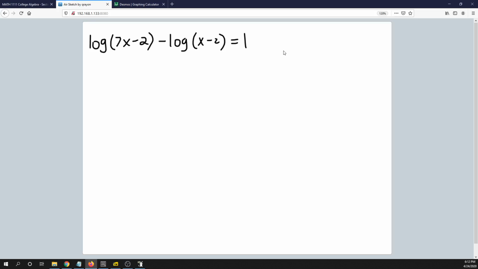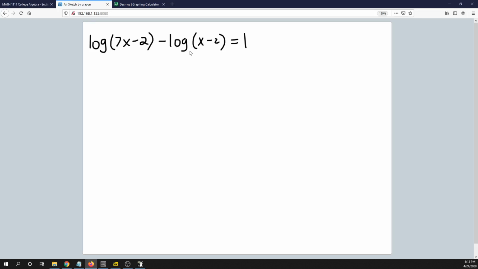Okay. Next up, once all the logs are on one side of the equation, I'm going to use the three properties of logs. That's either the product rule, quotient rule, or power rule. If you're not familiar with those, then you need to go back and watch the previous videos where we've talked about those. And then we're going to use those properties to rewrite this side that contains the log as a single log.